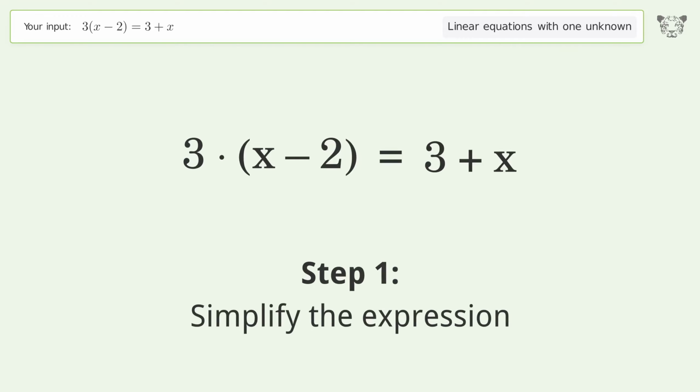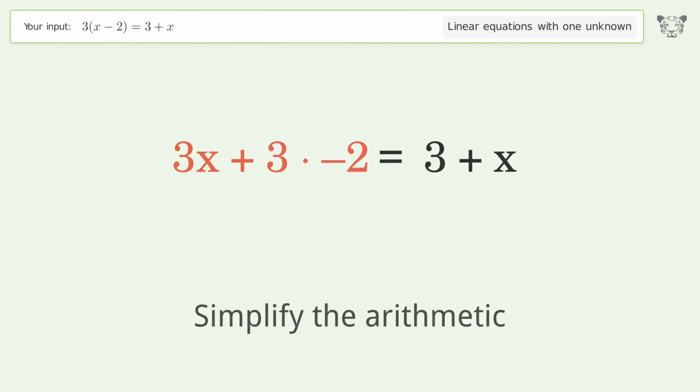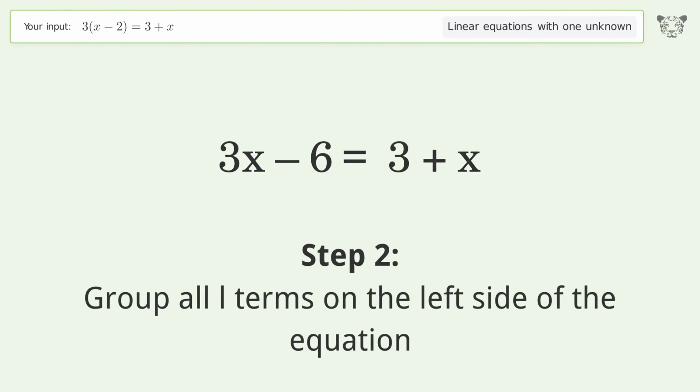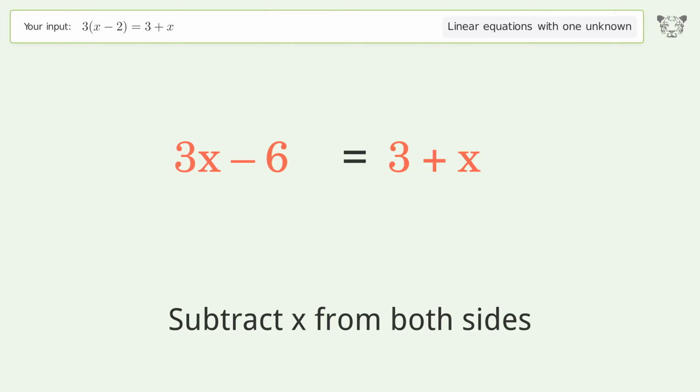Simplify the expression. Expand the parentheses. Simplify the arithmetic. Group all x terms on the left side of the equation. Subtract x from both sides.